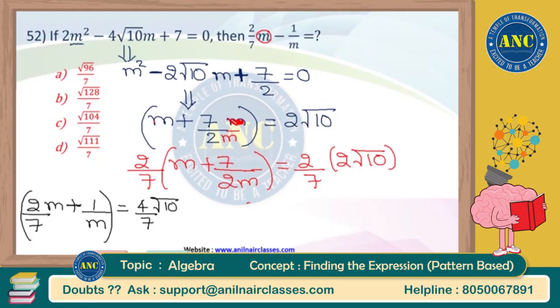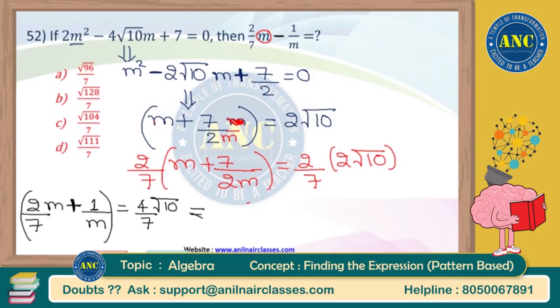Because I know the plus value, the other value which is asked in the question is minus in between. That's the only difference. Or in simple language, if I call 2 by 7 times m as x and 1 by m as 1 by x, then x plus 1 by x is known to me and I want to find x minus 1 by x.